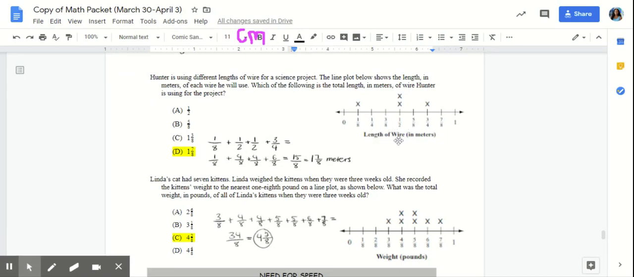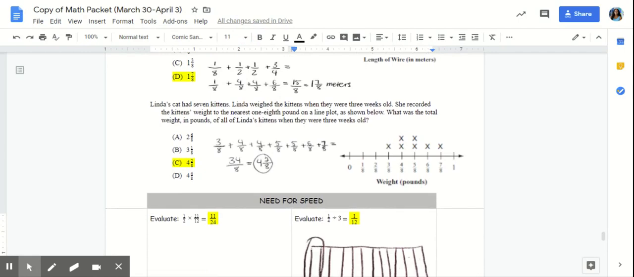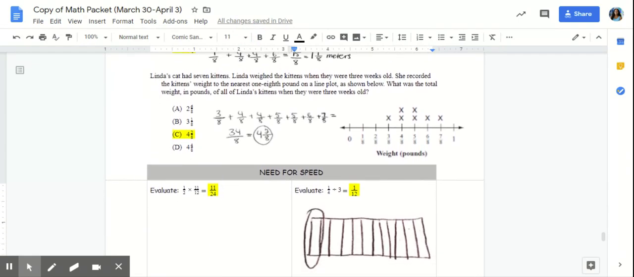Our fractions here represent the length of wire in meters, and our x's represent each wire that Hunter used. We're going to add all of those fractions up of each wire that he used to find the total length in meters of the wire Hunter is using for the project. If you got the correct answer, you would get 1 7/8 meters. Make sure you're going back to revise your work if you did not get the correct answer.